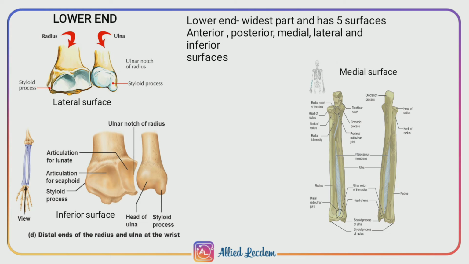In addition, at the junction of the lower ends of the radius and ulna passes the tendon of extensor digiti minimi. Lastly, in relation to the ulna, between its head and styloid process passes the tendon of extensor carpi ulnaris.